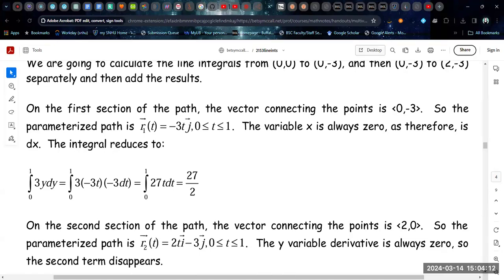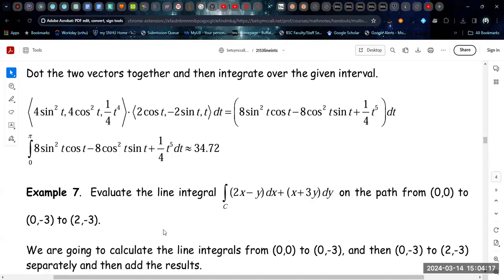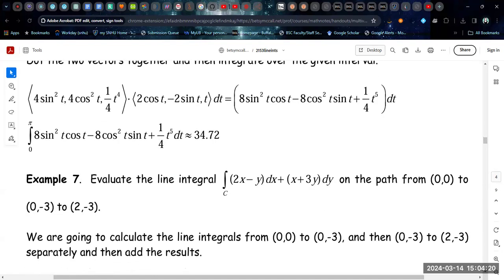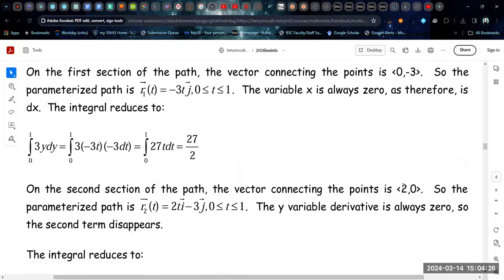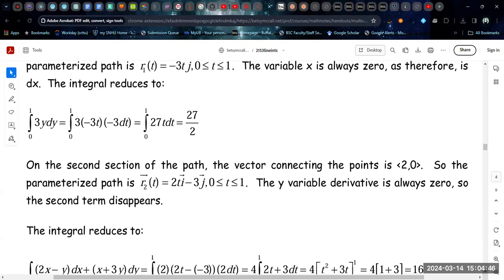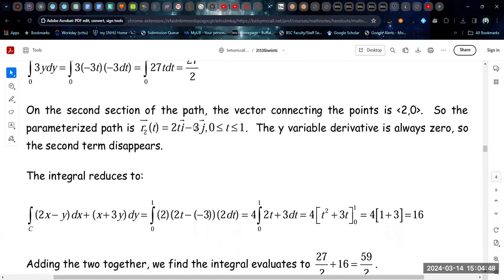Now, in the second part of the path, we're connecting the point to, where are we stopping? To -3. So the -3 is not changing. The only thing that's changing is the 2. So the vector connecting them is 2, 0. So we're starting in the i component at 0, and then we're going to 2. So 2t plus 0 is 2t. But the -3 component is staying the same. So that's our starting point. We're just staying on -3.